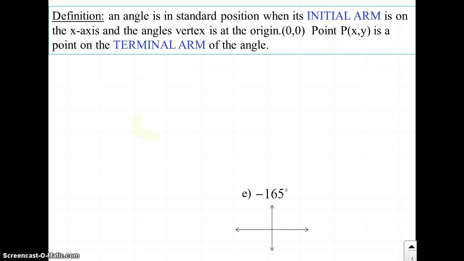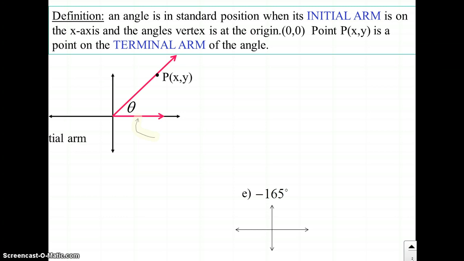All right. Point P(x, y) is a point on the terminal arm of an angle in standard position. So here's an example. That's called the terminal arm. Here's our initial arm on the positive x-axis. So we would say angle theta is in standard position because the vertex is at the origin. So the point P(x, y) is on the terminal arm. There's our initial arm, there's our terminal arm of the angle in standard position.